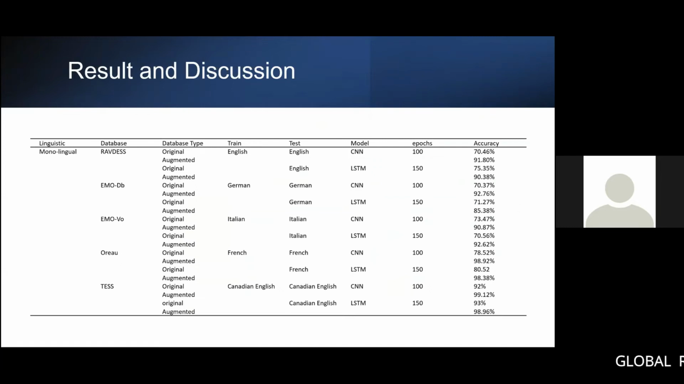In the monolingual approach, monolingual means training with the English emotional database and testing with the English database. I have also built models in CNN and LSTM, and in both cases I got accuracies of 70.46 and 90.89. Similarly for EMODB, which is a German database, training has been done in German and testing also in German. Similarly for Italian, similarly for French, and similarly for Canadian English.